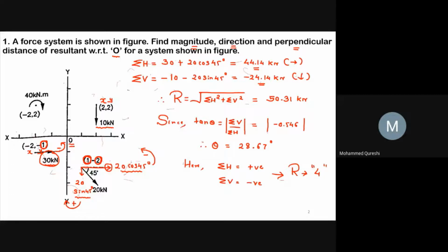Then 10 into, this is again your vertical force, and it will move towards point A in clockwise direction. So plus 10 into, it will make a distance with the horizontal axis, that is 2. Then 40 kilonewton meter, it is in clockwise direction and it will move towards point A in clockwise, hence it will be considered as plus.